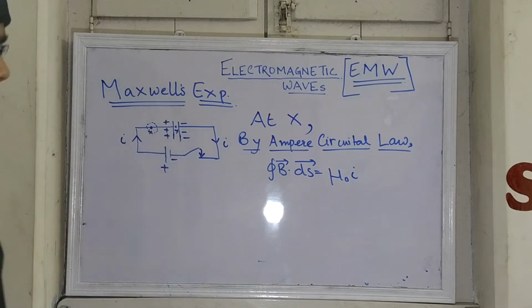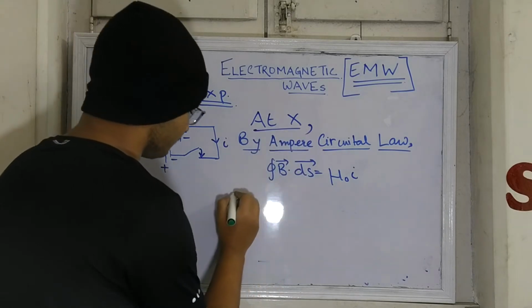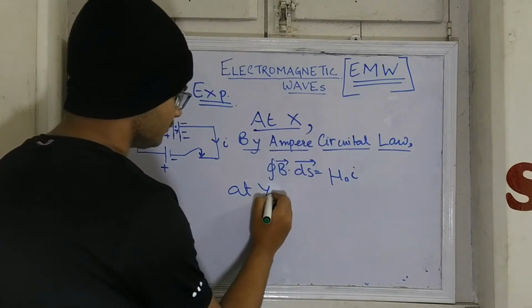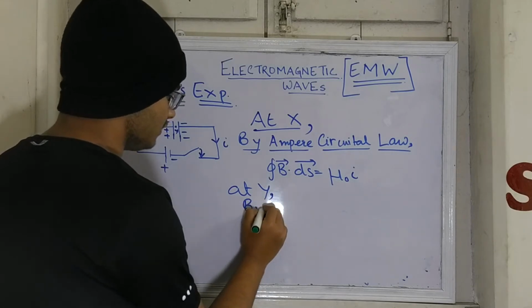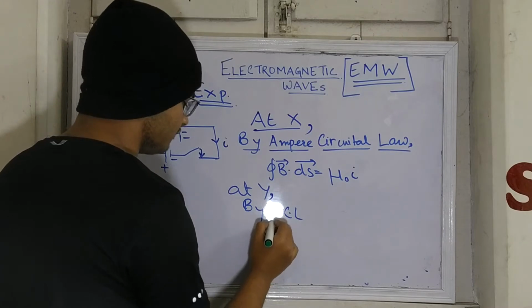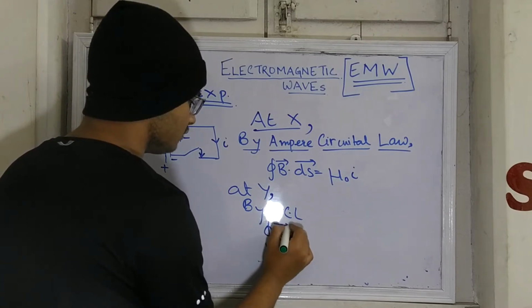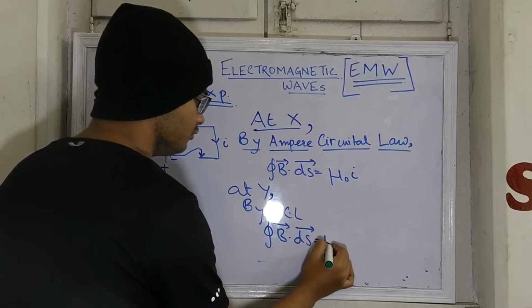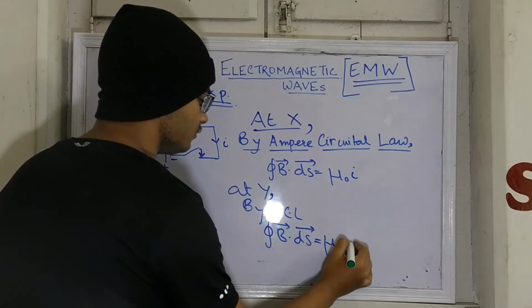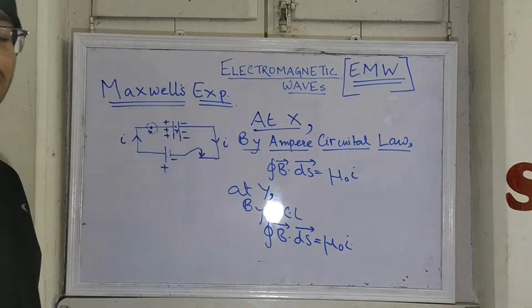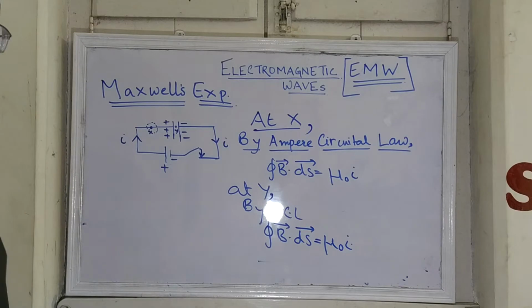And at Y, by Ampere circuital law, I am writing ACL, the integral of B vector dot ds vector equals mu 0 into I. But see, here there is no medium to conduct the current, right?